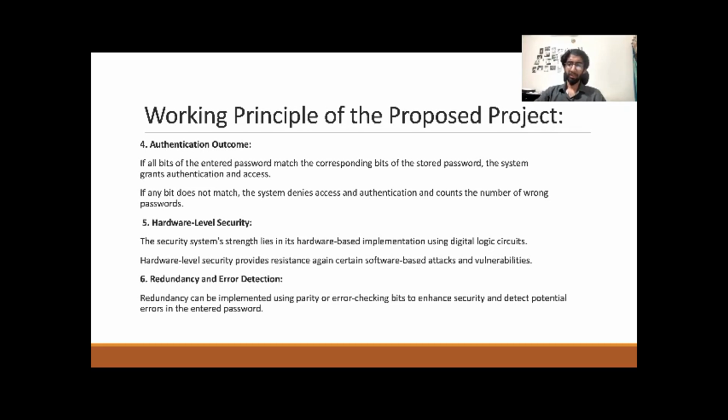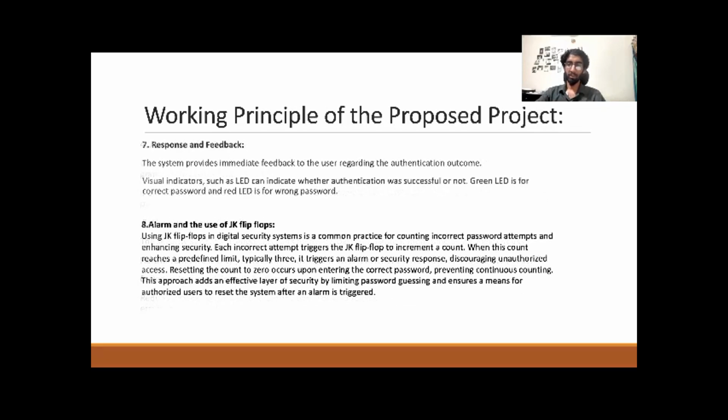Redundancy and error detection. Redundancy can be implemented using parity or error checking to enhance security and detect potential errors in the entered password. Response and feedback. The system provides immediate feedback to the user regarding the authentication outcome. Visual indicators such as LEDs can indicate whether the authentication was successful or not. Green LED is for correct password and red LED is for wrong password.